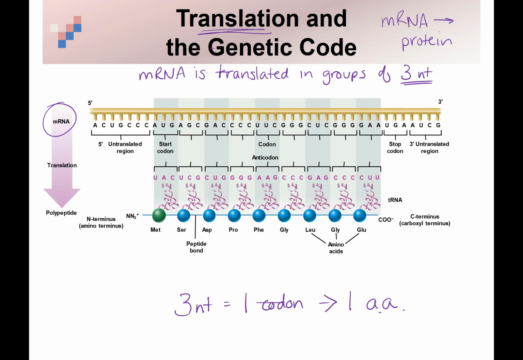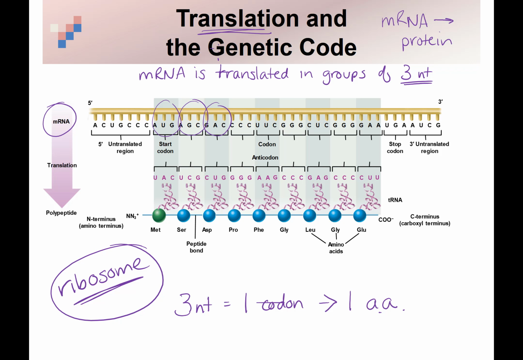Remember that translation is happening on the ribosome. Okay. And the ribosome is going to line up these groups of three. And you're going to bring in a second kind of RNA molecule called a tRNA, for transfer RNA. And the tRNA has an amino acid hooked to it. So when the tRNA base pairs with the mRNA codon, it brings in the amino acid. And then a new tRNA comes and base pairs with the next codon and brings in another amino acid. And what's amazing is for every group of three, there is a unique tRNA that brings in the amino acid.